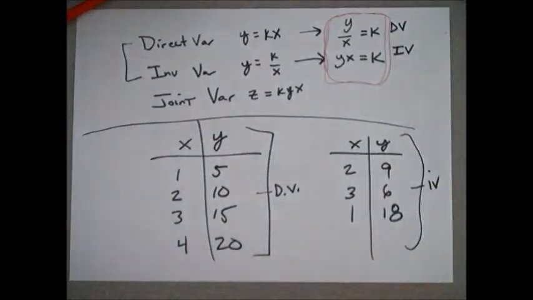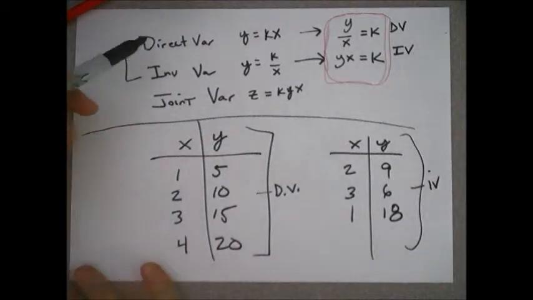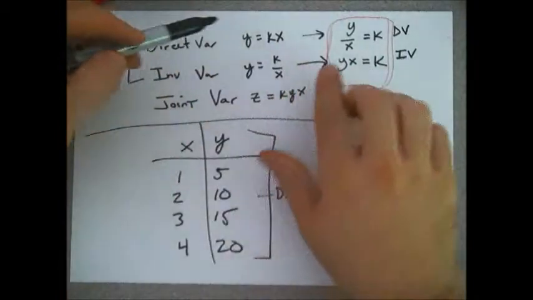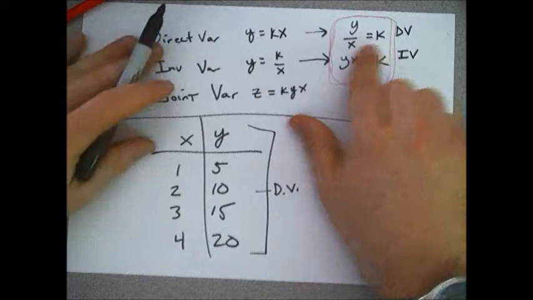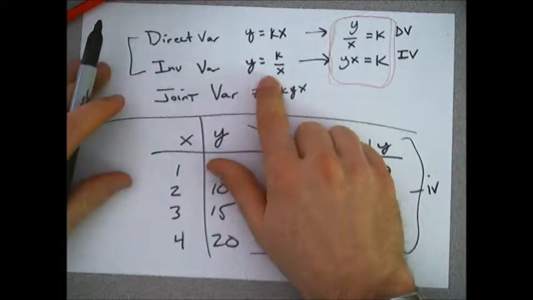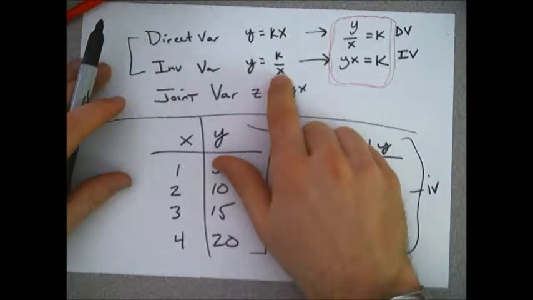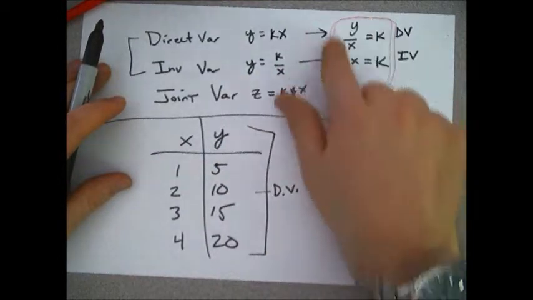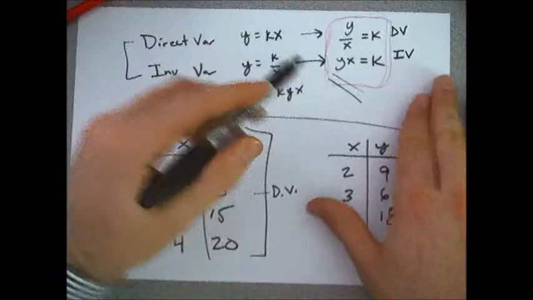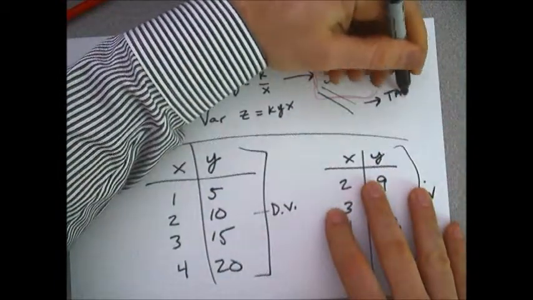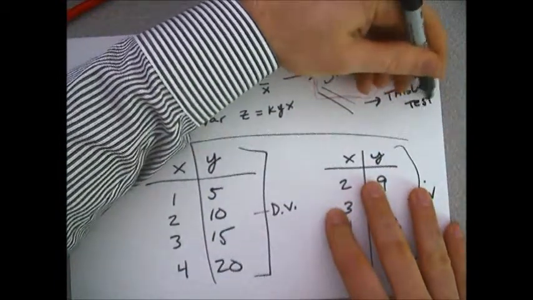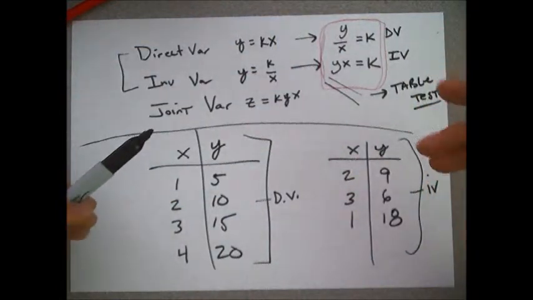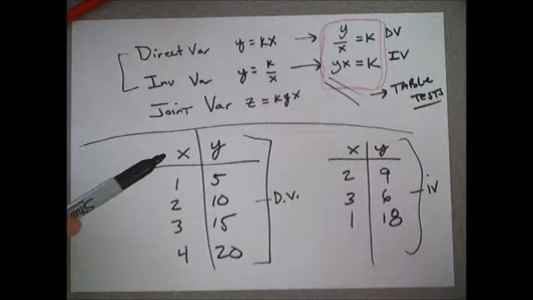Again, how did I find this? I took the original formulas. Direct variation is y equals kx, and I solve it for k. For the inverse variation, same thing. It's y equals k over x, and I solve it for k by multiplying both sides by x. They give me these formulas, and these formulas right here that are in the red box, call these your table tests. They're your table test. These formulas, when you solve them for k, let you test the table.